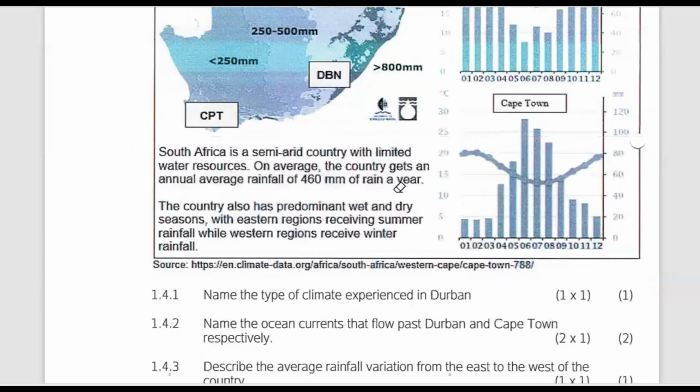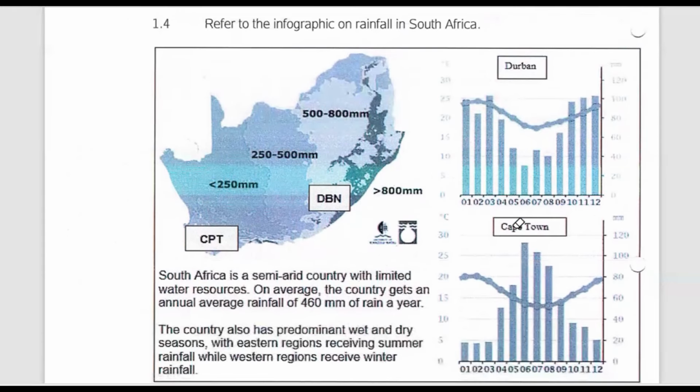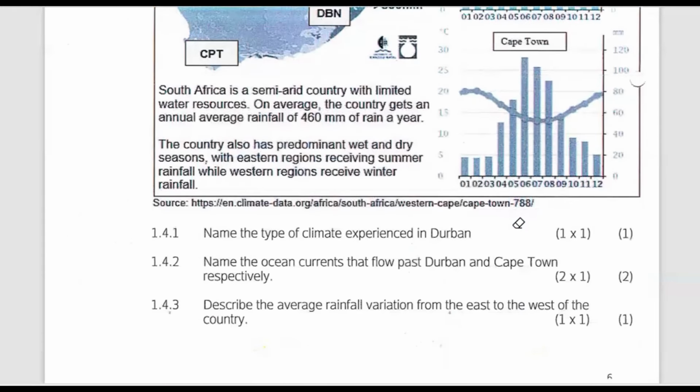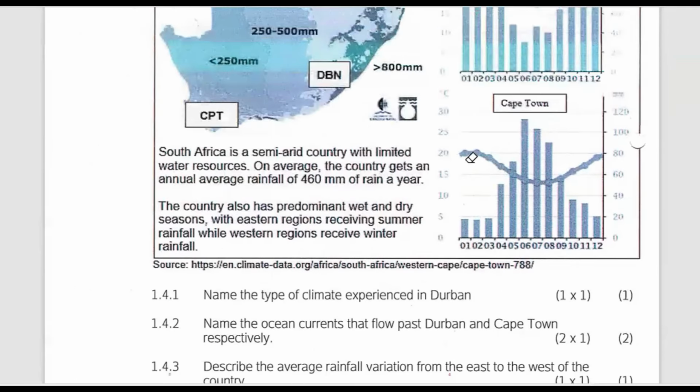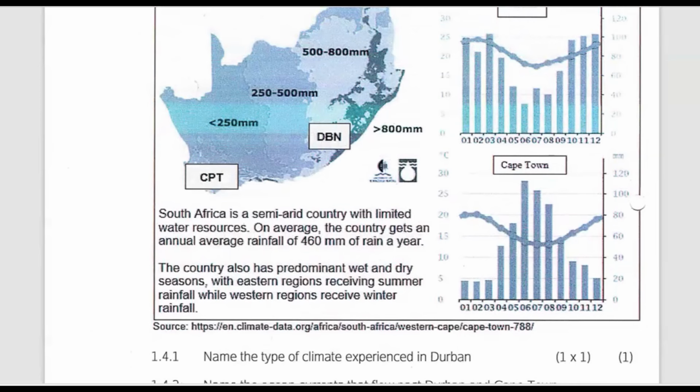Right. Then we go to question number 1.4. Question number 1.4 is, South Africa is a semi-arid country, with limited water resources. It's basically an extract on rainfall in South Africa. Right. Name the type of climate experienced in Durban. Right. If we check there, we are looking at Durban as a city which is located here. We are seeing the location of Durban. Durban is located here. And we have our Indian Ocean there. So what kind of climate is experienced at Durban here?